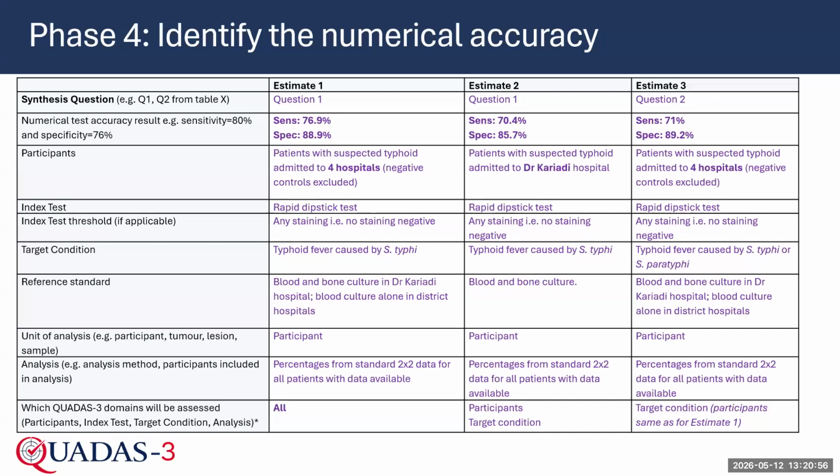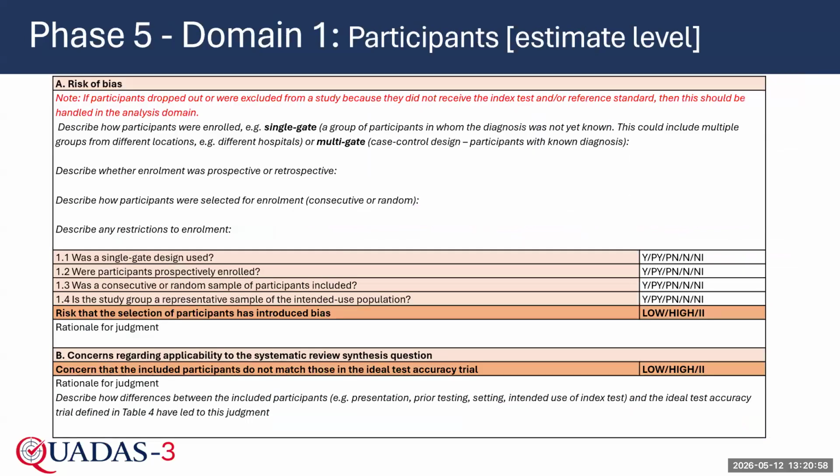Okay, so that's all the background work to get you to the main body of the tool where we're assessing the risk of bias and applicability concerns. So I'm just going to give you an overview of what a domain looks like, the general features of the domain, and then we'll go through each domain individually, looking at them in more detail and working through the worked example. So this is what a domain looks like.